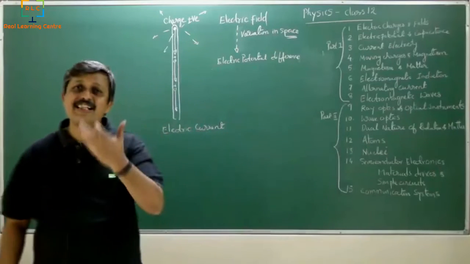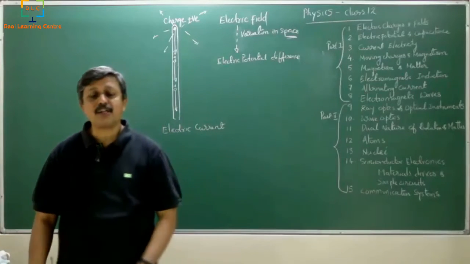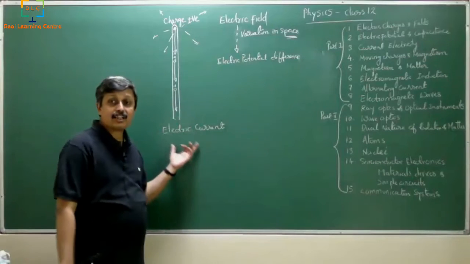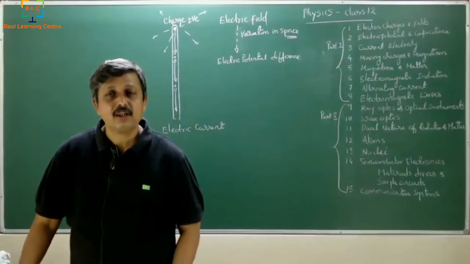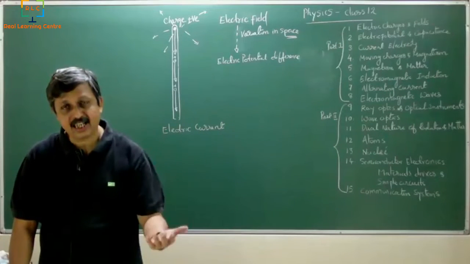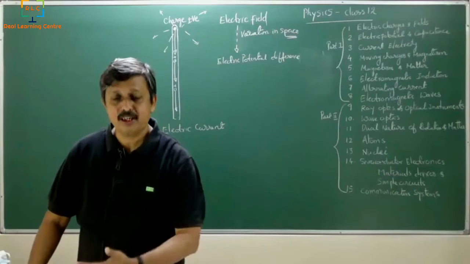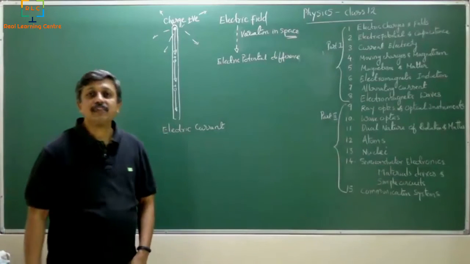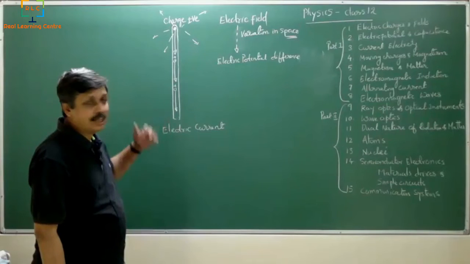So we talk about current electricity. That is, whenever the charges move, we come across electricity, electric current. And we will deal with how to understand this electric current, what kind of circuits you can build where the current can flow, and how to measure the potential difference when the current is moving. All that we will learn in the third chapter.